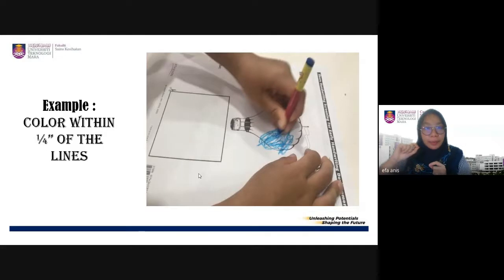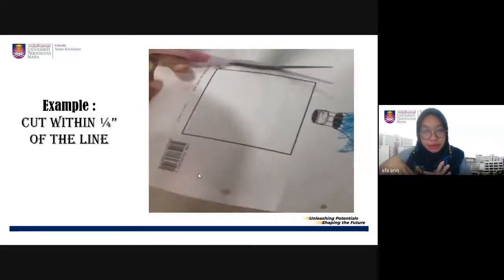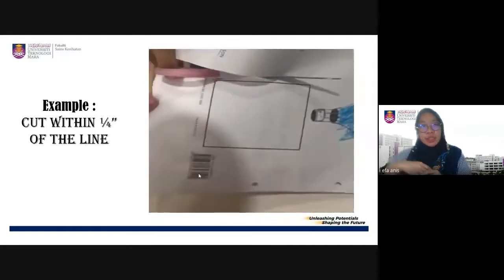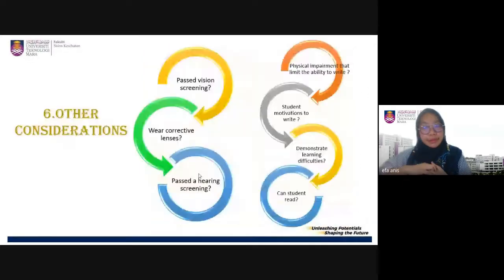Okay, next. As you can see, this is the scissoring task. As I would say, the kids manage to manipulate the scissors, can hold the paper using the non-dominant hand, and can adjust to shift the paper so they can cut along the lines. Okay, next.